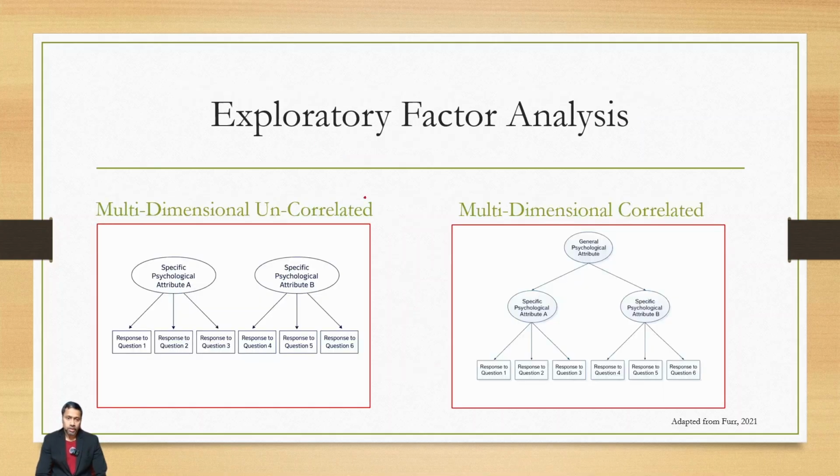Graphically, in an image, we want to see this: the left-hand side image is a multidimensional test where the latent constructs or the psychological attributes are not correlated. There is no linkage over here.